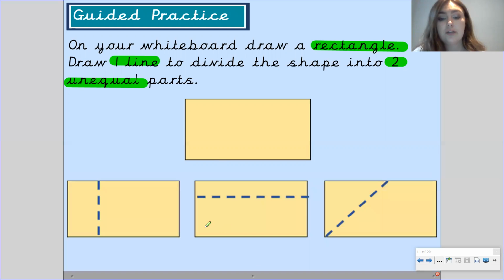Okay, so you could have had something that looks a little bit like one of these. Now we know that they're unequal because one side is much larger than the other. So one of these parts is much larger than the other part. And you can see that in all of these shapes. It didn't really matter where you put your line as long as you made sure that they were unequal. So one part would have been much bigger than the other part.